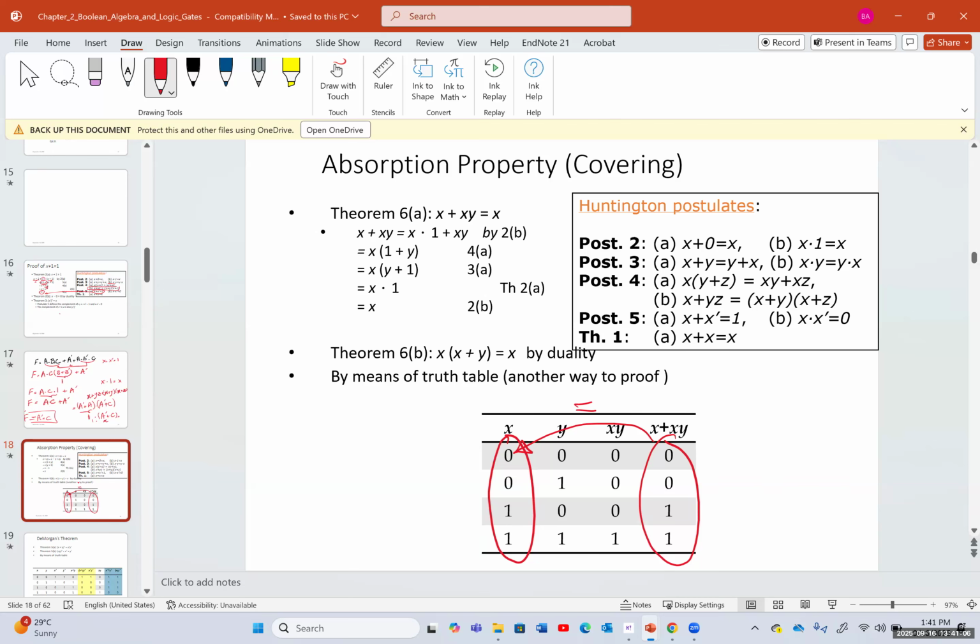So one other way to prove these Boolean algebras is to replace the literals with the binary values. But if it's a very large equation, it's going to take a lot of time to replace it. Like the previous one, you have to replace all the A's and B's and C's with 0s and 1s to get the final answer.